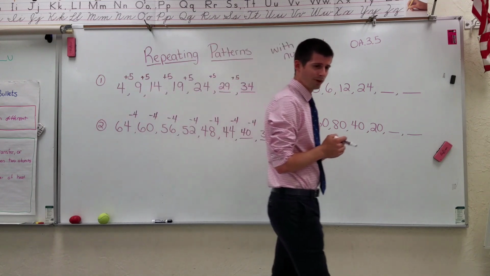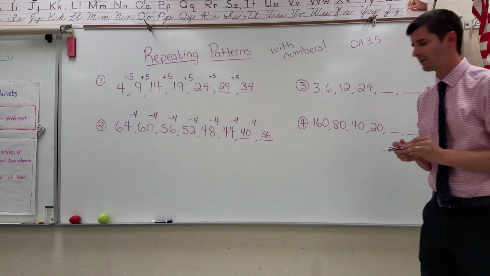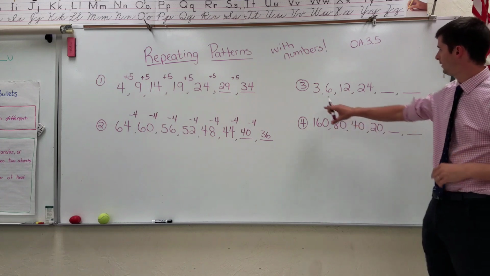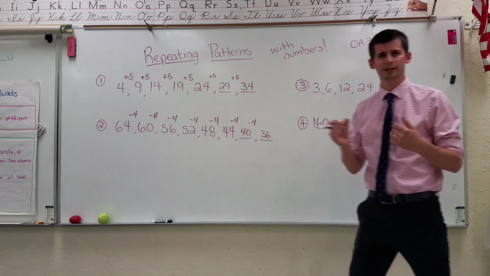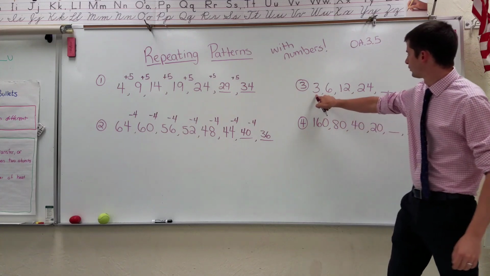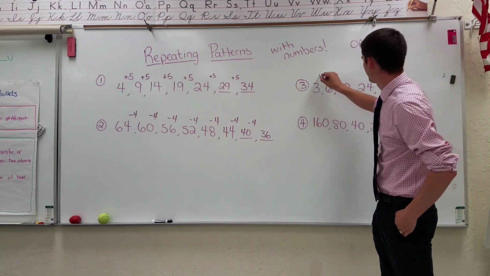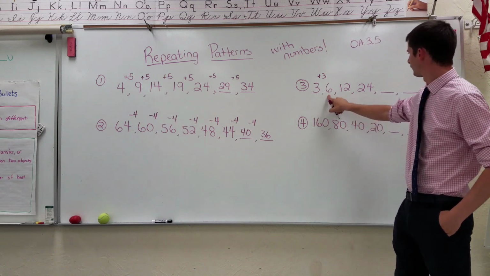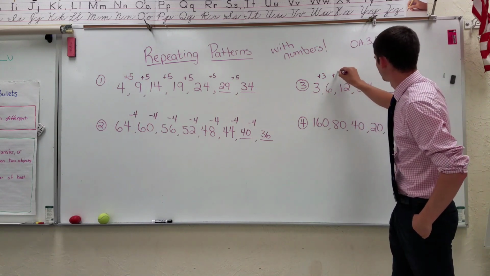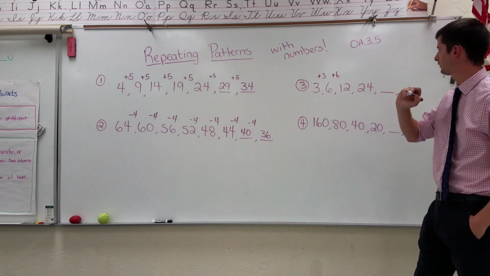All right, now for number 3. I'm going to ask myself the same question. Is it increasing or decreasing? So I have it increasing. And since this one was increasing as well, I'm going to check to see if I'm adding. All right, so going from 3 to 6, I see that I added 3. Okay, easy enough. Going from 6 to 12, all right, I see that's adding 6.